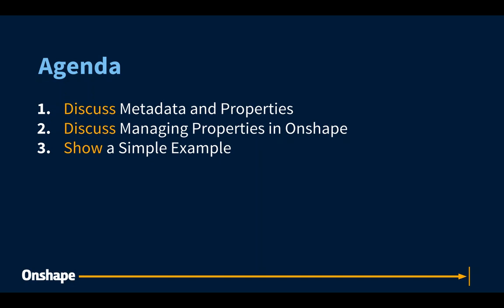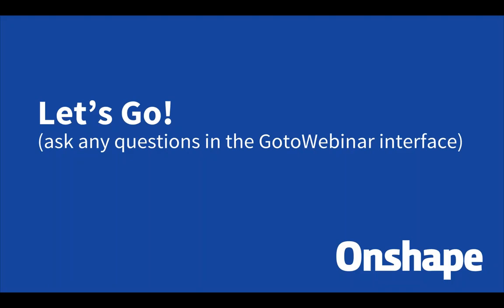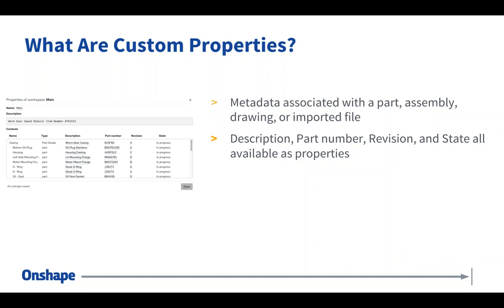I want to start off really basic. If you're not familiar with the concept, the idea is, custom properties are metadata, just bits of information associated with a part, an assembly, a drawing, or an imported file. In a traditional CAD space, if we're talking about the traditional SolidWorks, Inventor, Creo, CATIA, these are bits of information associated with files, part files, assembly files, and so on. Now, of course, Onshape doesn't have files, so it is a bit different in that sense, but you can still associate information with a part, assembly, a drawing, or an imported file in a similar way that you would with files.